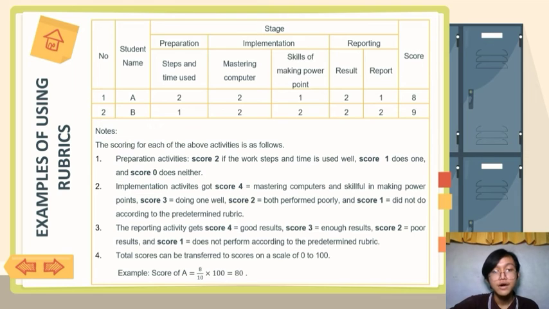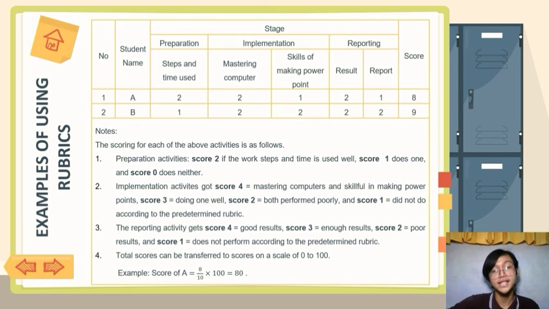Then the scoring are for the first stage is preparation. Get score 2 if the work step and time is used well. Get score 1 if does 1, and get score 0 if does neither. For implementation activities, get score 4 if mastering computer and skillful in making PowerPoints. Get score 3 if doing one well. Get score 2 if both perform poorly, and get score 1 if didn't do according the predetermined rubric.